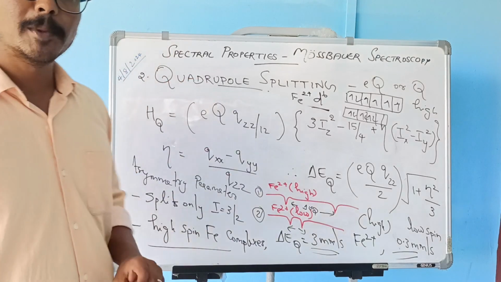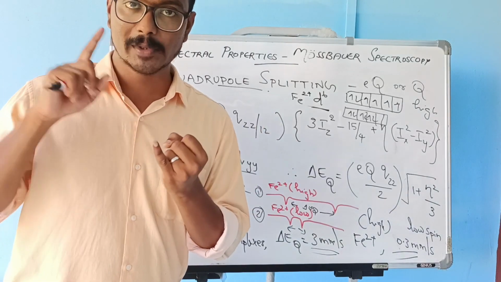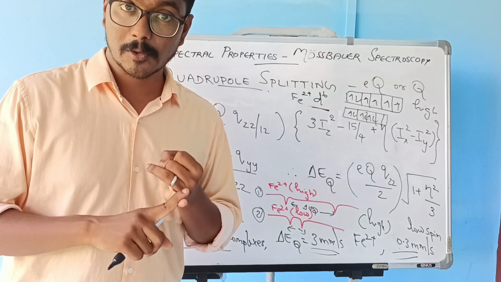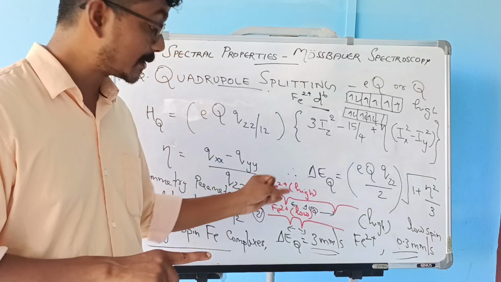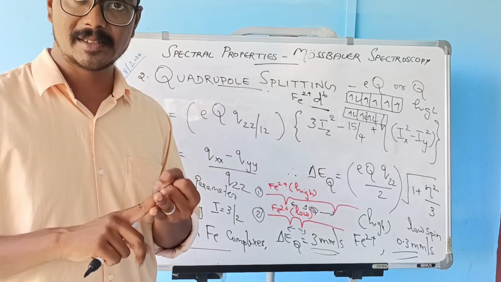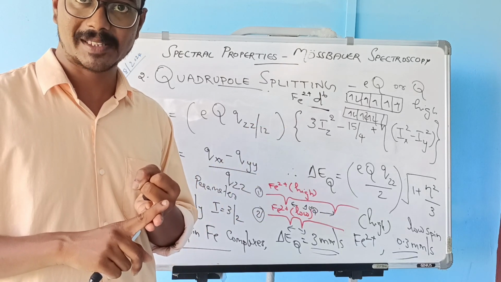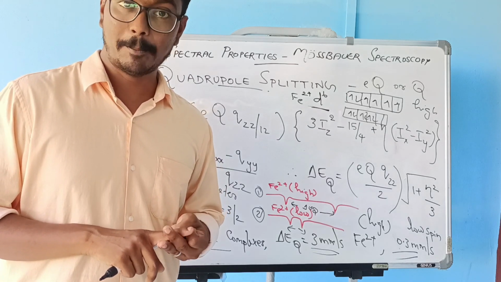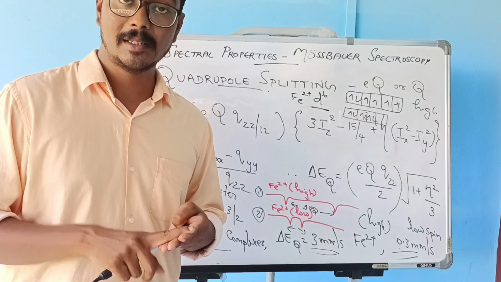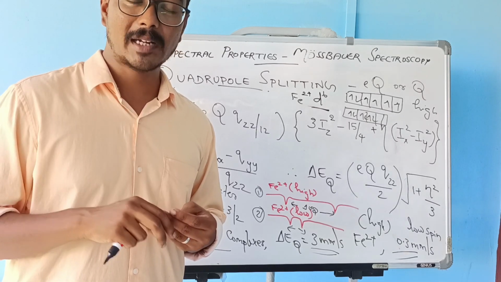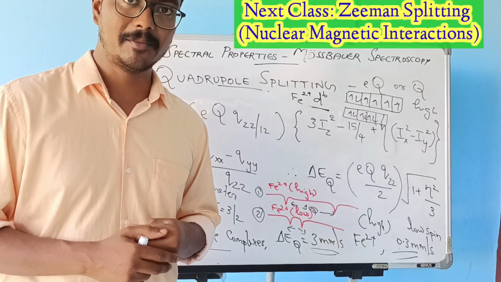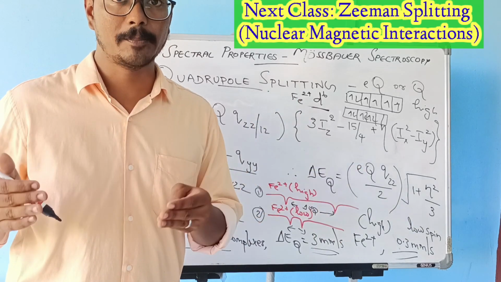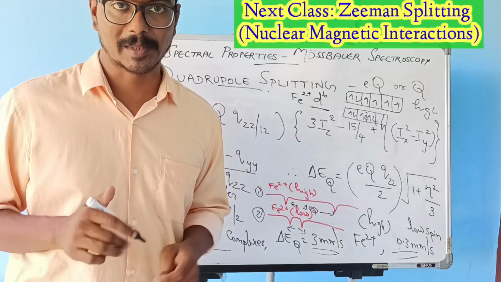So this quadrupole splitting value can be used to find the oxidation state of the nucleus. Second, the spin state, whether it is low or high spin. And the third is the coordination number, the type of ligand present, and what kind of electronic interaction is present between the ligand and the complex. These details can be elucidated from the quadrupole splitting of Mössbauer spectra.